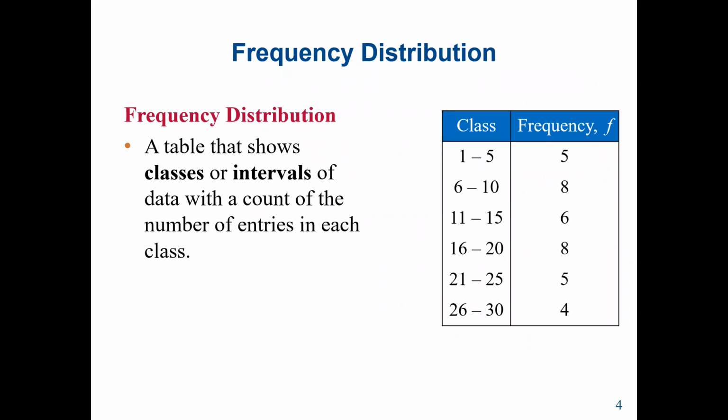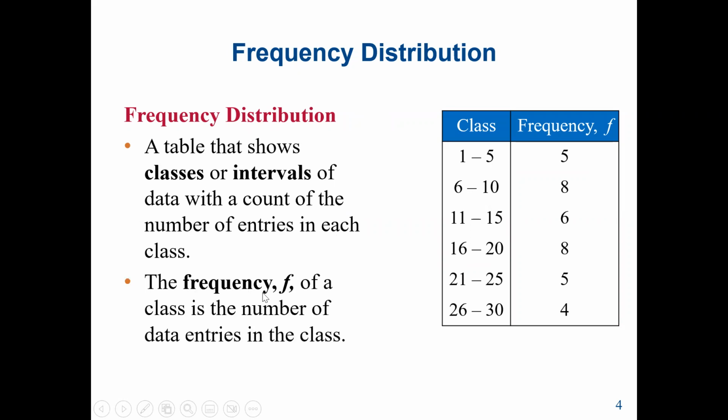The main purpose of a frequency distribution is to organize our data. So we use a frequency distribution table to organize our data. Here we say a frequency distribution is a table that shows the classes or intervals of data with a count of the number of entries in each class. The frequency F of a class is the number of data entries in the class.